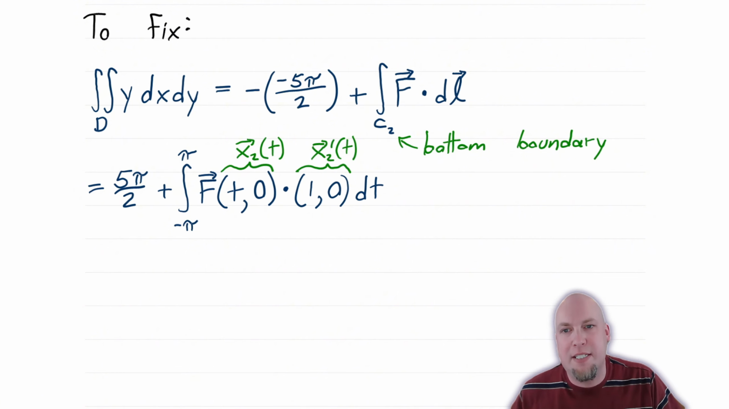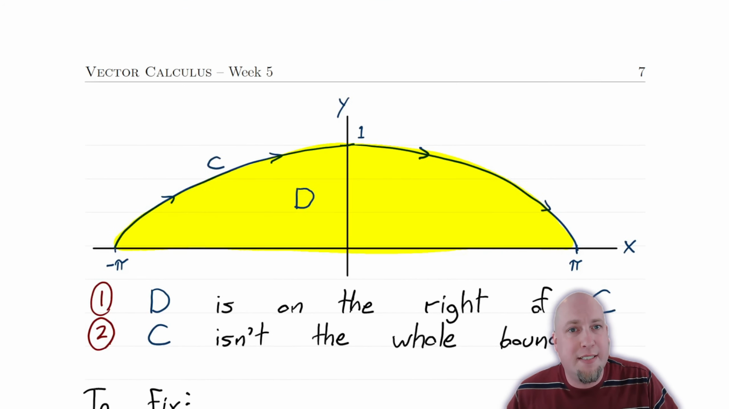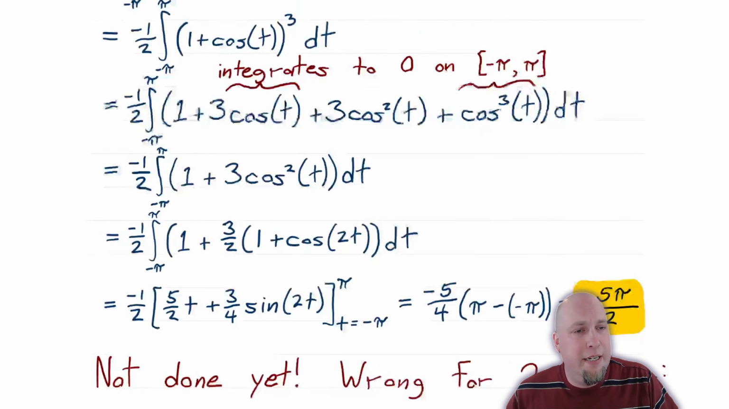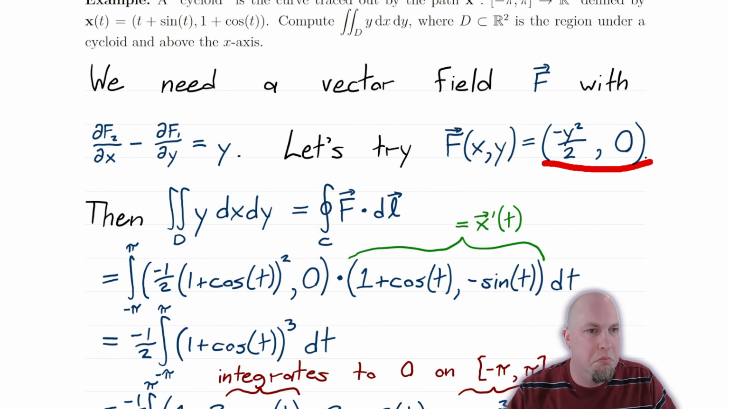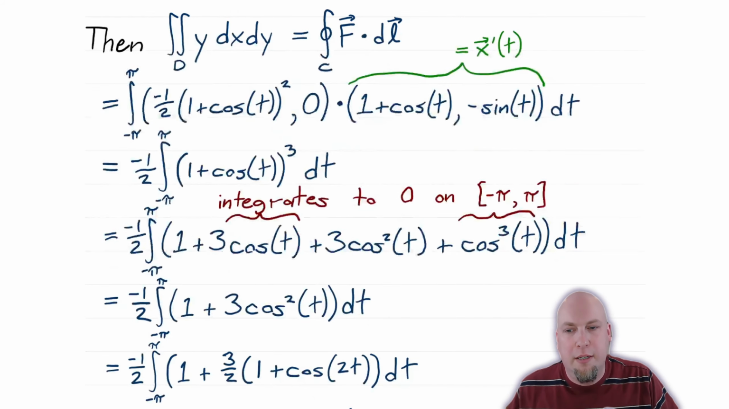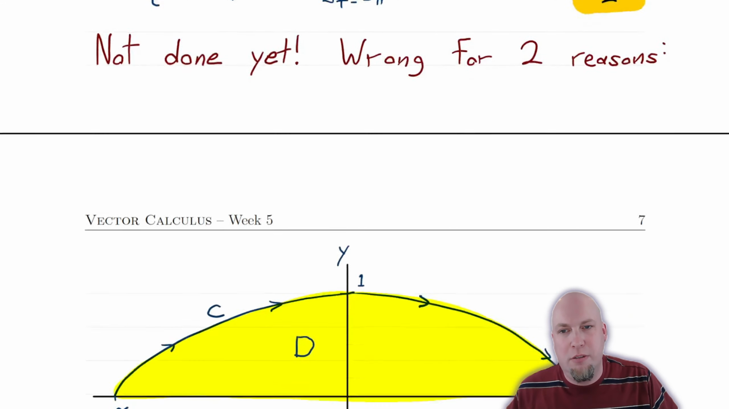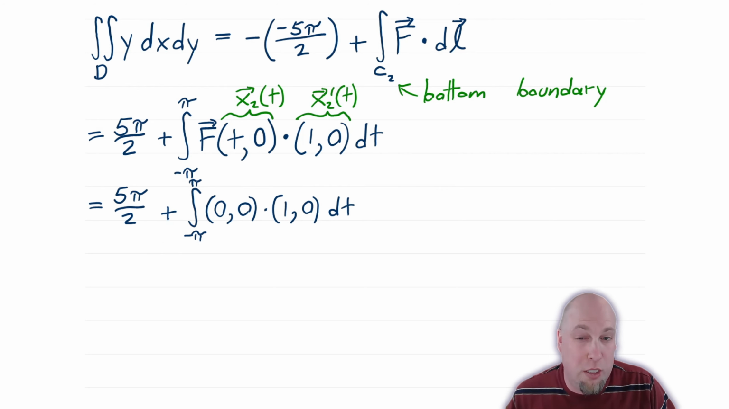And what's going to happen is when I plug (t, 0) into the vector field, well, I'll scroll back up and remind you of what the vector field is. The vector field is this thing here, and I'm plugging x equals t into it, y equals 0 into it. That goes away, right? I'm plugging y equals 0 into it. It just becomes (0, 0) here. Okay, so this integral becomes the integral of (0, 0) dotted with (1, 0). That's just an integral of 0.